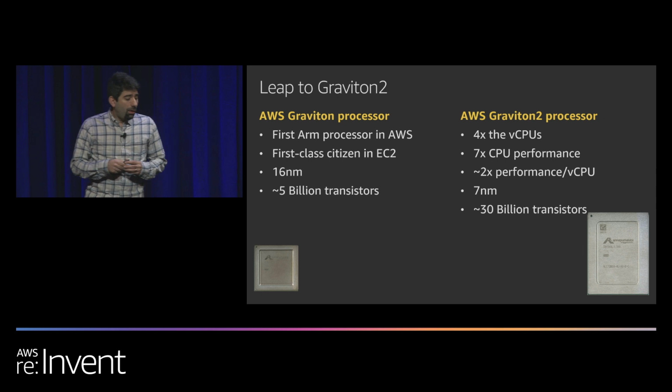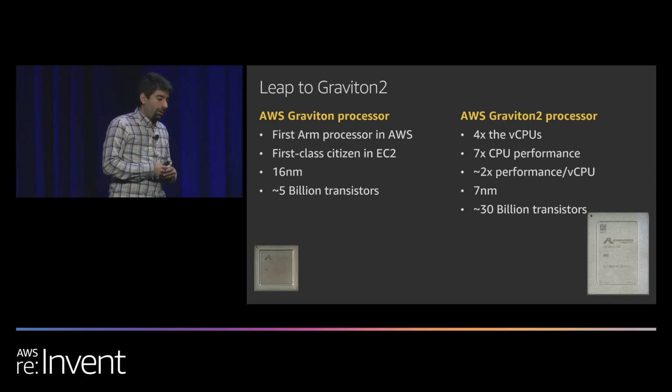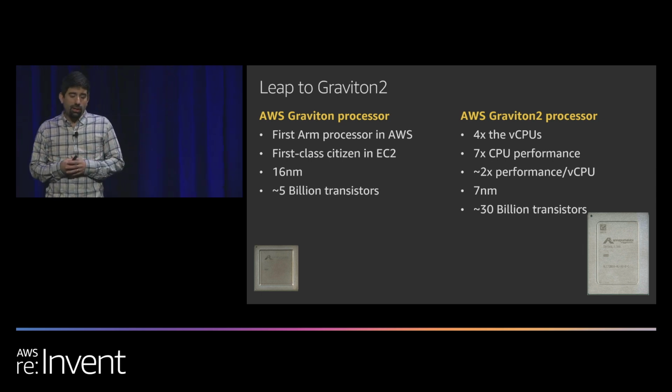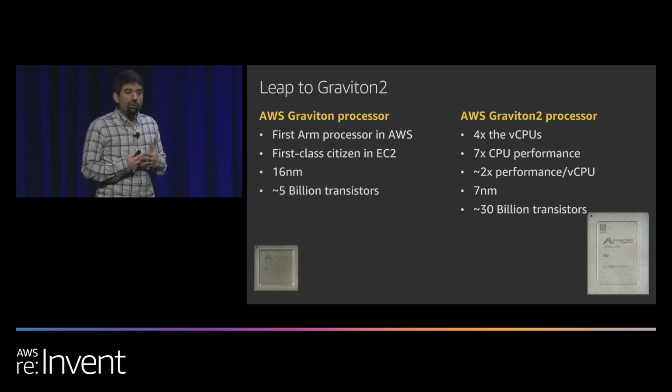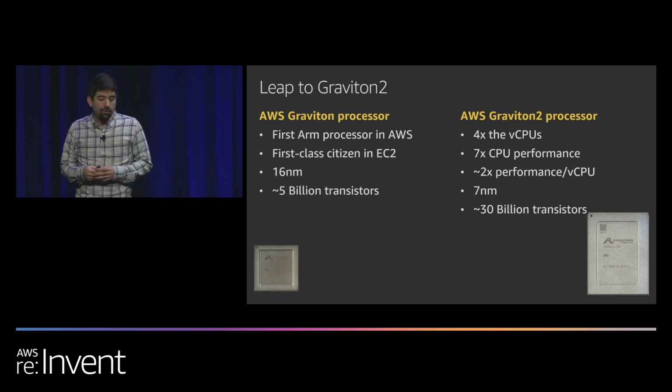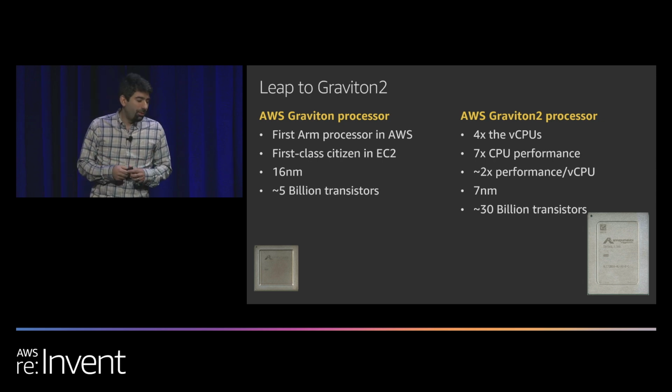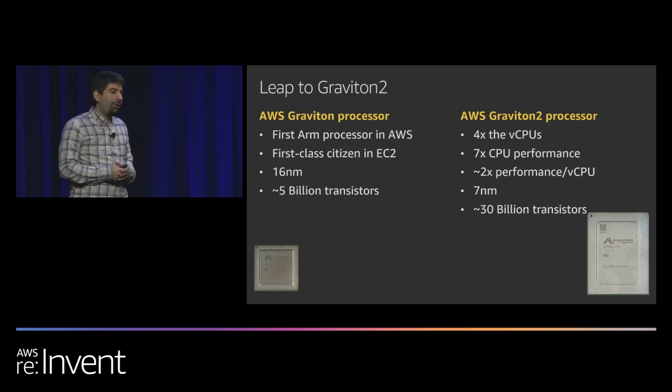So the first Graviton processor we announced last year was the first ARM processor in AWS. It was the first ARM processor in a major cloud vendor. And we really proved it was a first-class citizen in EC2. But from a technology point of view, it was a 16-nanometer chip. It was about 5 billion transistors.